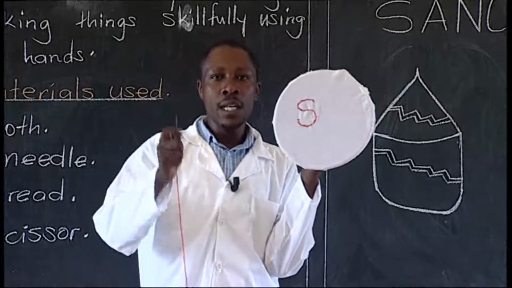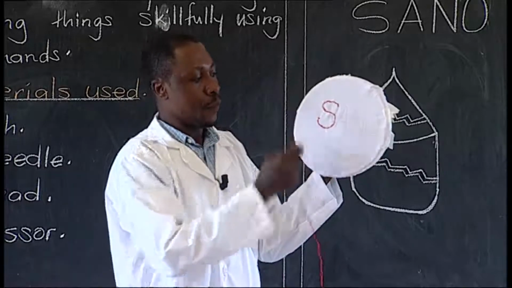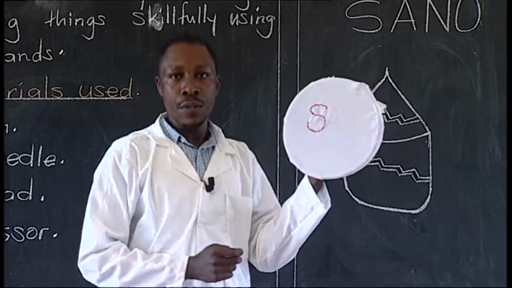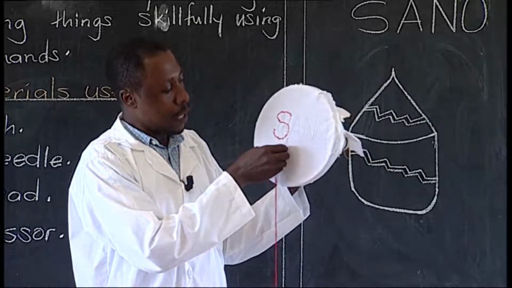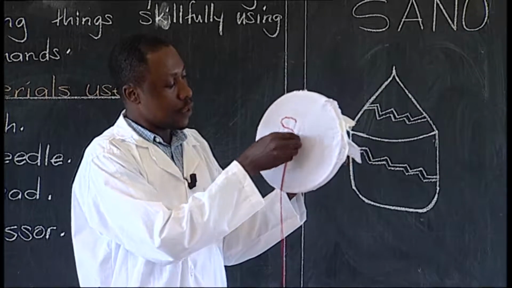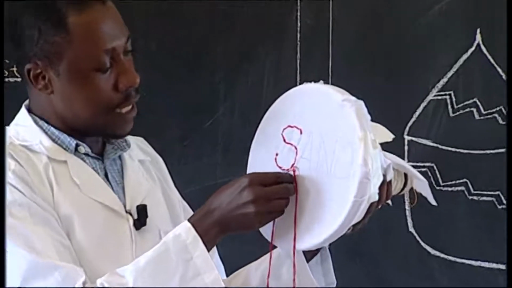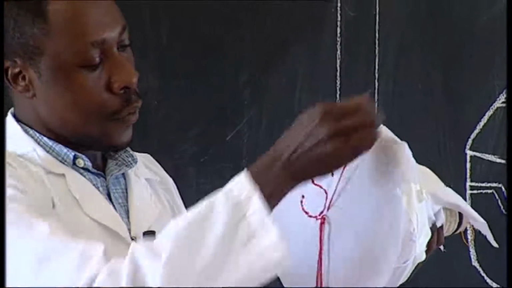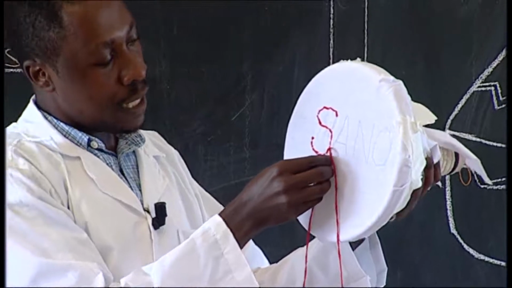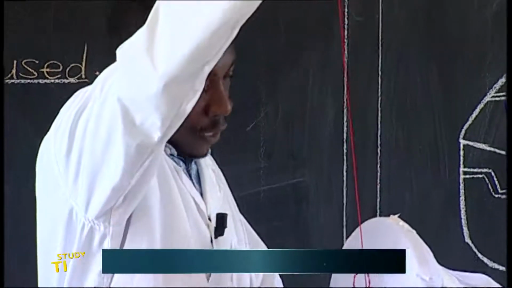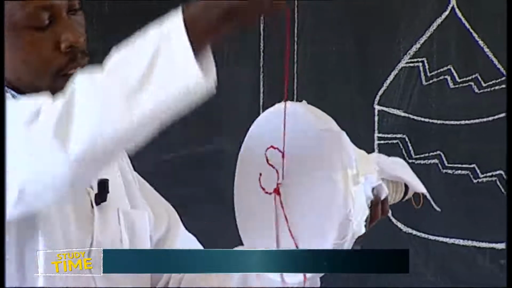Now we are going to begin letter A, so that we can write the name Sano. You begin from down here. Put your thread and the needle there. You start. We have finished letter S, which begins the name Sano. Let us increase the speed. We weave letter A.